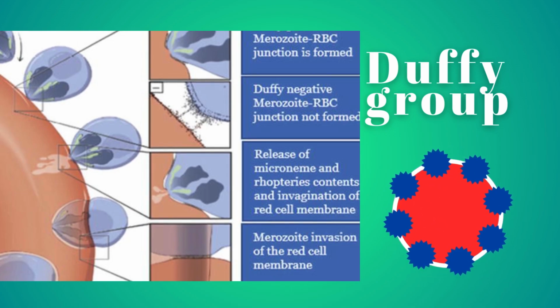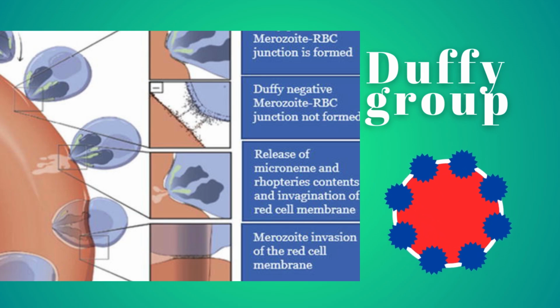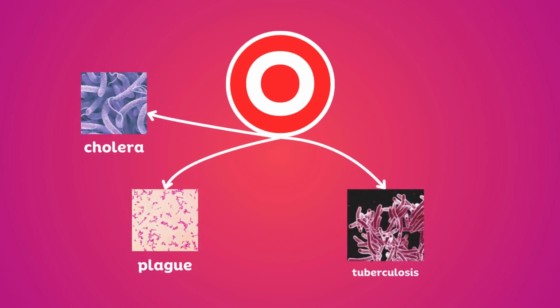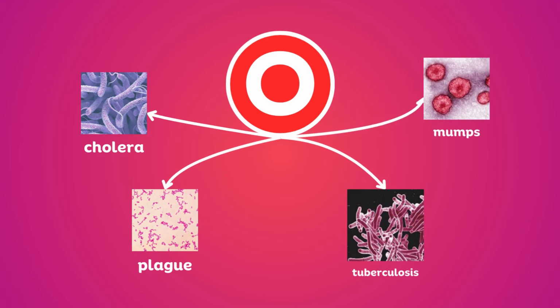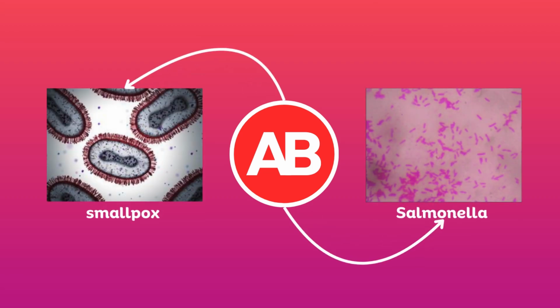The distribution of blood types also correlates with susceptibility to other diseases. For example, people with type O blood are more likely to have cholera, plague, tuberculosis, and mumps, while those with type AB blood are more prone to smallpox and salmonella infections.